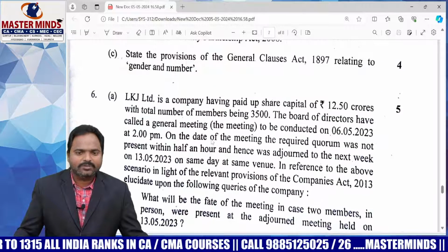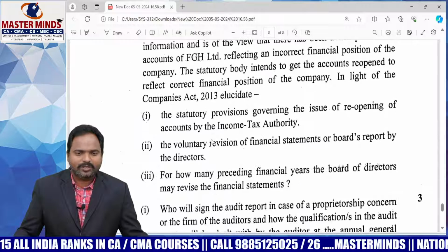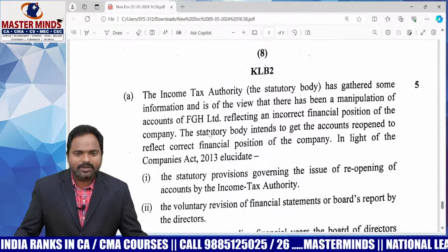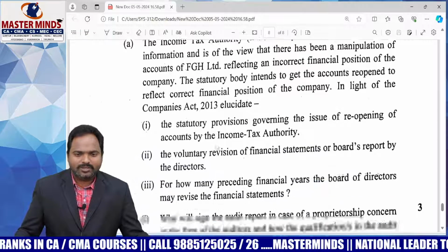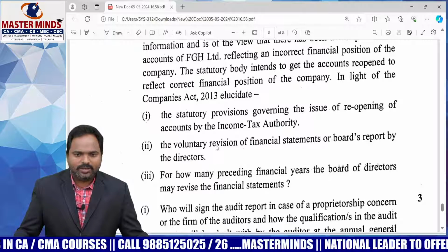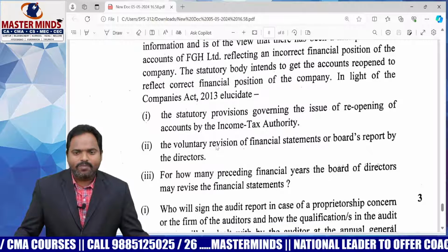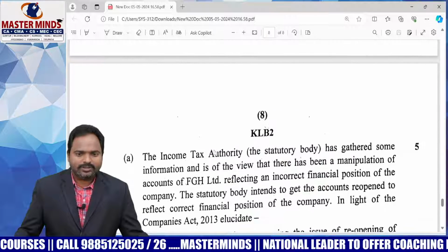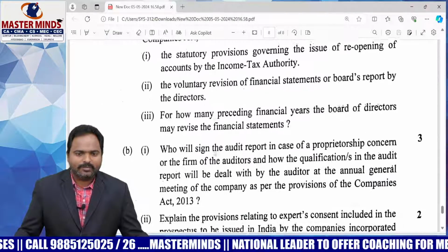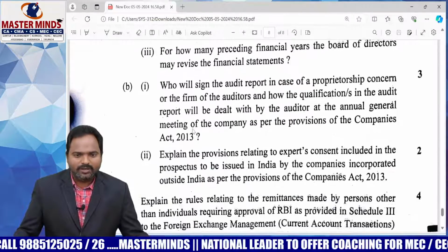Like that they covered all these things for 5 marks. Question number 6A from the management administration chapter, general meeting chapter. Income tax authority statutory body, this is nothing but revision of financial statements. So that is what reopening of financial statements. So from the accounts of the company chapter, 5 marks. This question is already covered here in the material.